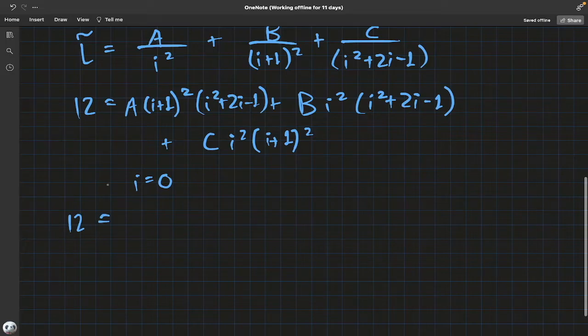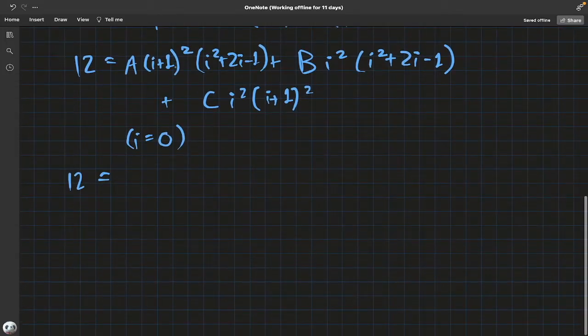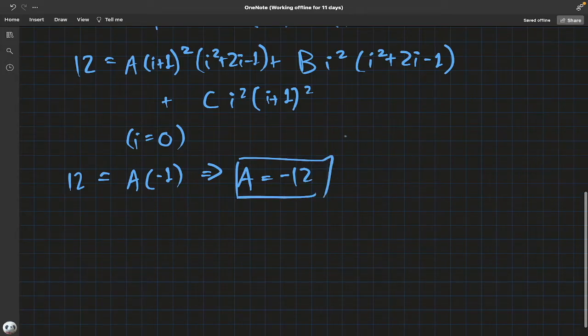So 12 remains the same, it's a constant. The i squared factors will go to 0 because they have this as their factor. So for the A, we're going to have A times negative 1, which means A is negative 12. Fine, nice.